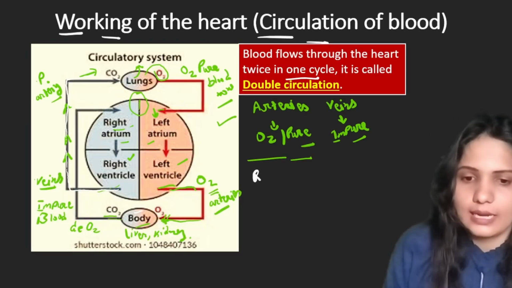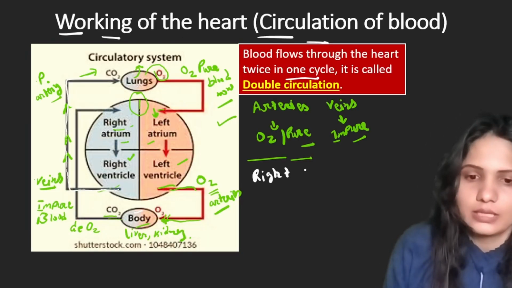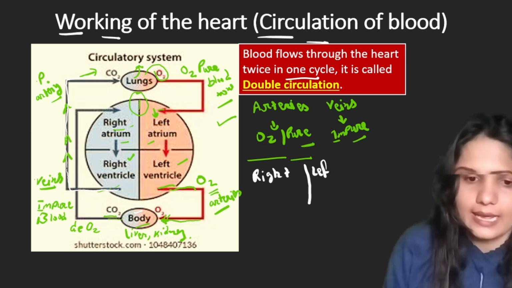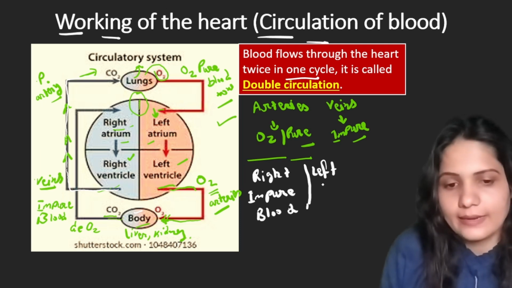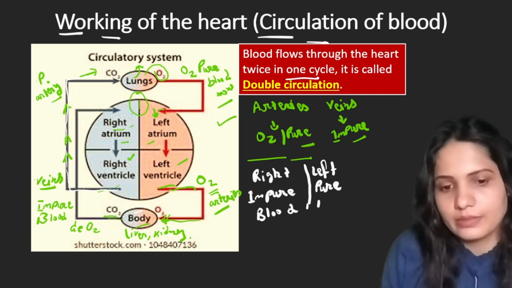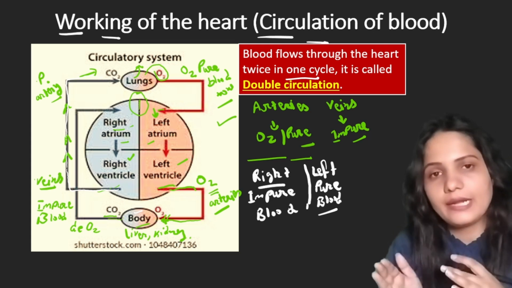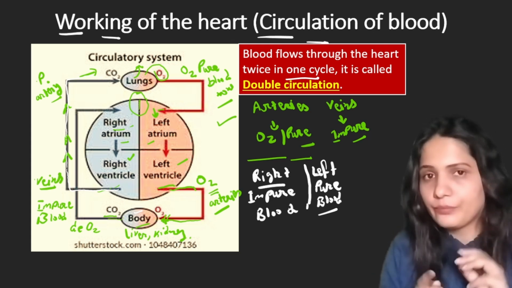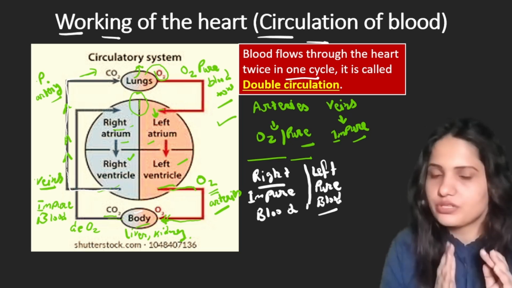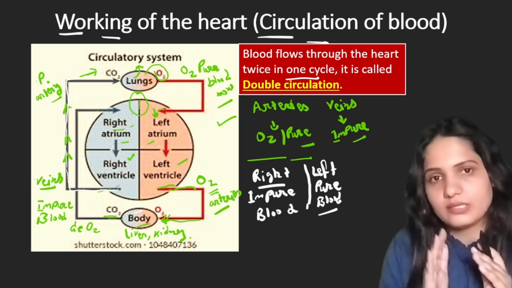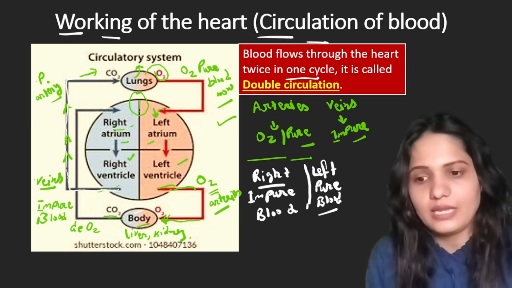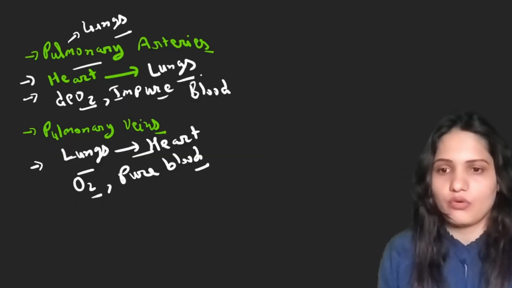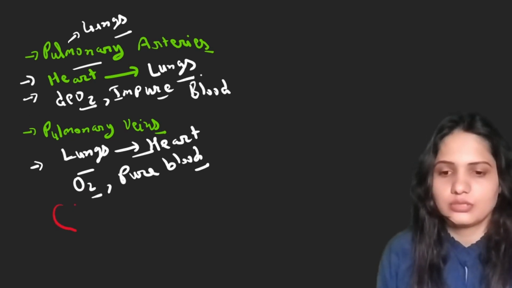I can write here, in the right part of the heart, and here we have the left. In the right part we have impure blood, and in the left part we have pure blood. Difference between the right and left: on the right we always have deoxygenated, impure blood, and on the left side we always have oxygenated, pure blood. This is the difference between the right side and left side of the heart. This is all about your double circulation, and this is the exceptional case of arteries and veins.